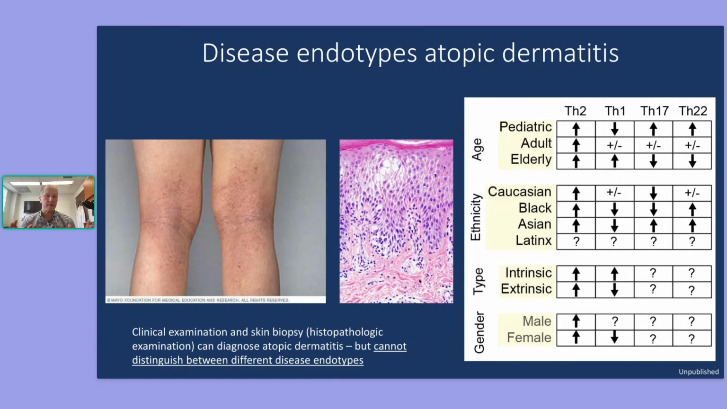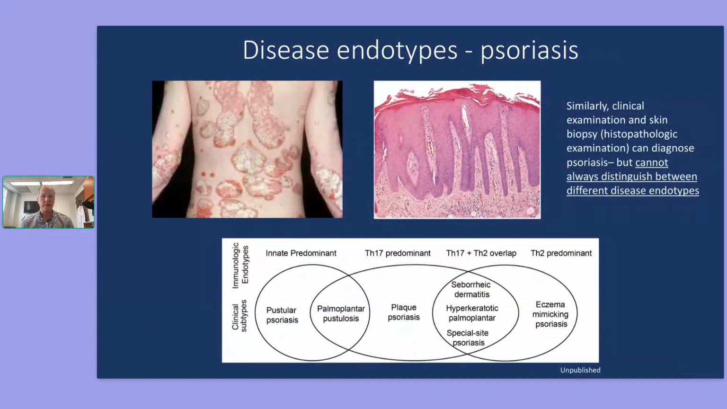And so this is that idea of disease endotypes. And really, current histopathological analysis in clinical practice cannot distinguish between these different endotypes. We can say, yes, you have atopic dermatitis or eczema, maybe you have something else, but we can't really drill down with current methods on these different pathways.